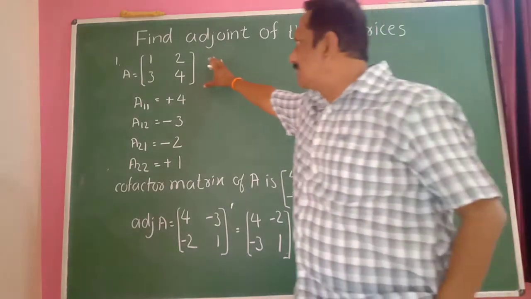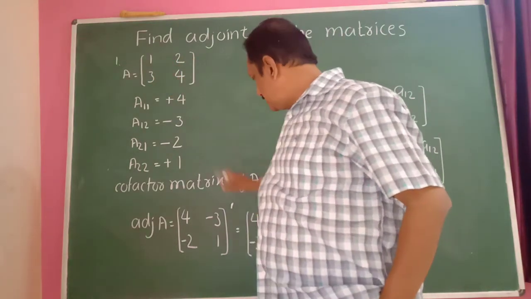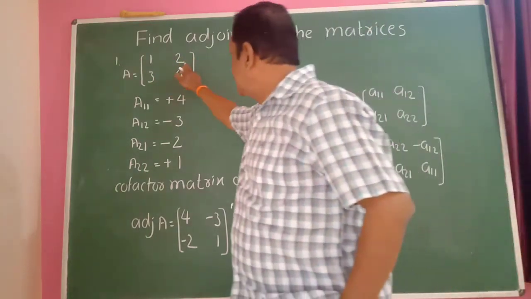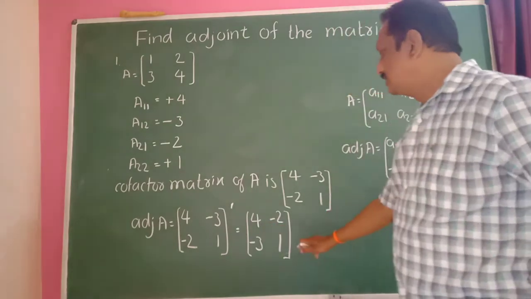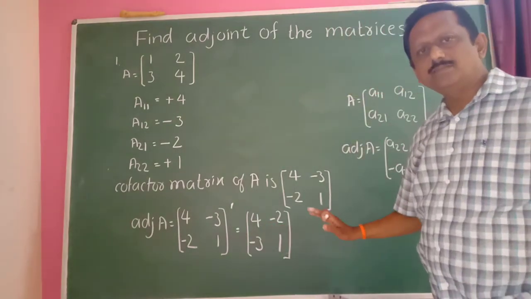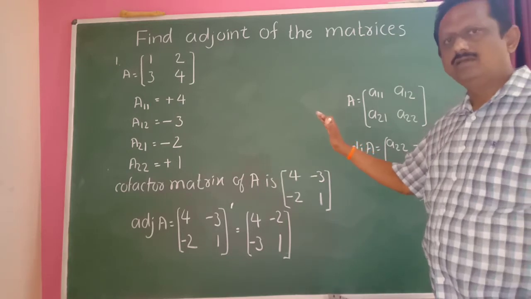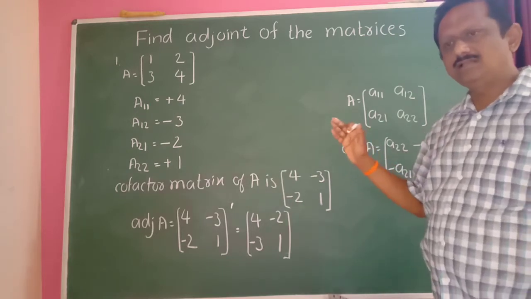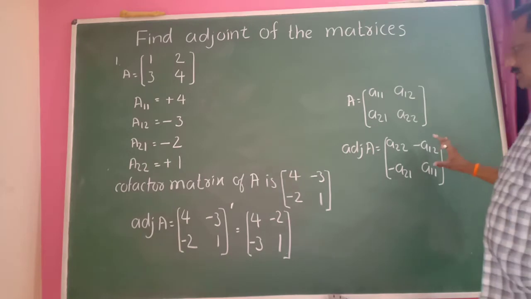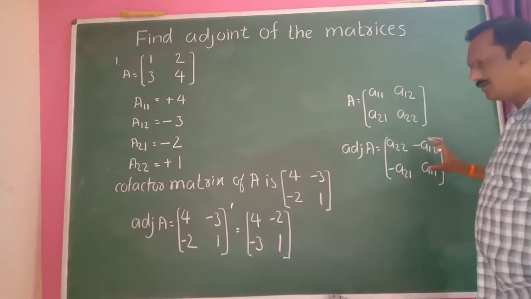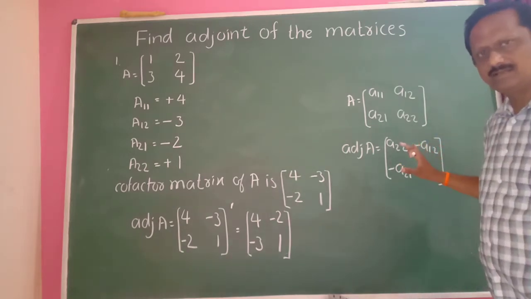Therefore, this is the given matrix here. Interchange the diagonal elements and change the sign of the non-diagonal elements. So you will get the adjoint of the matrix. This is applicable only when it is a matrix of order 2 into 2. If it is a matrix of order 3 into 3, it is not possible to write like this. Okay. It is only for a 2 into 2 matrix. Remember it here. Okay.